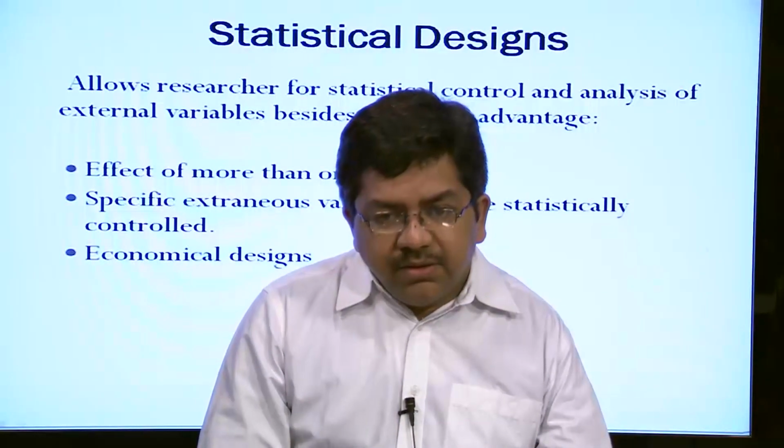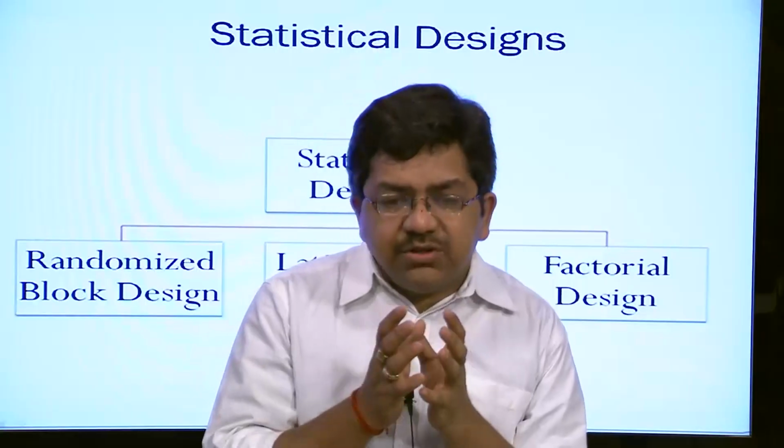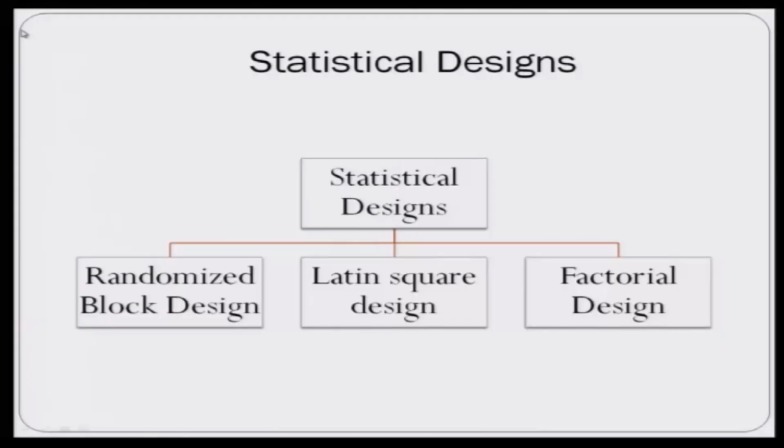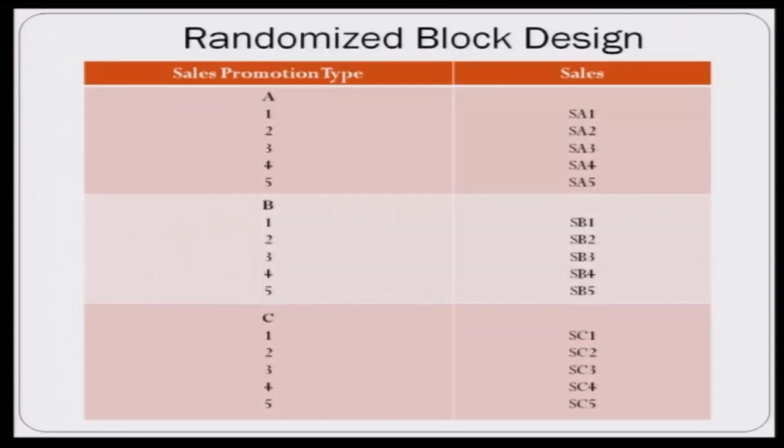So, there are basically three types of these statistical designs: randomized block design, Latin square design, and the factorial design. Look at the randomized block design first. In this experiment, we are trying to understand how different levels or different types of sales promotion affect the sales.